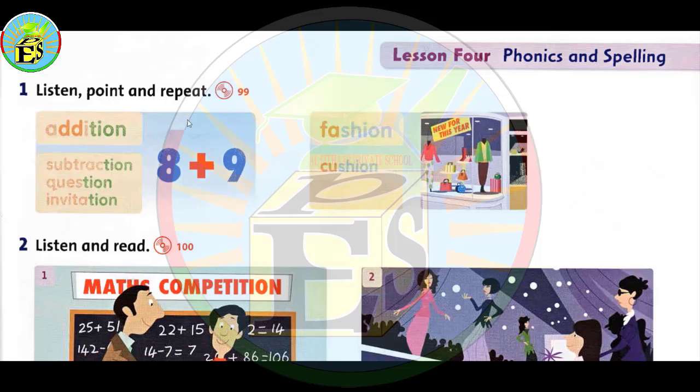So that's why we need to take care when we write the words. We must try to write the correct spelling of these words. So let's try to repeat the words in this group. We have fashion with S-H-I-O-N and cushion with the same letters. In the other group, T-I-O-N gives us the sound shin.